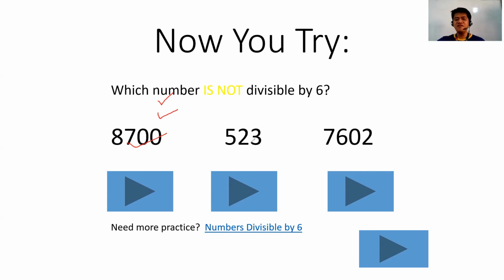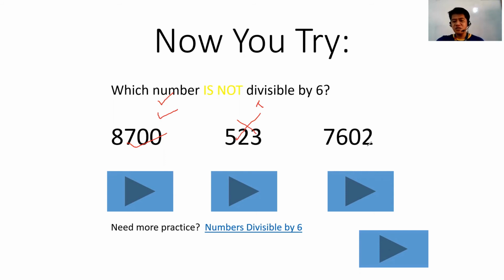Let's proceed to 523. 523 is not divisible by 2 because the last digit is 3. So, hindi siya divisible by 2. As well as, hindi siya divisible by 3 kasi 5 plus 2 is equal to 7 plus 3 is equal to 10. And 10 is not divisible by 3. Since it is not divisible by 2 and it is not divisible by 3 also, it is not divisible by 6.